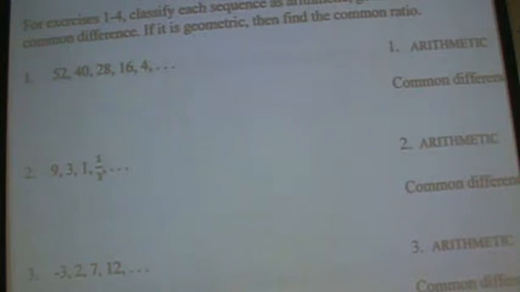This is Algebra 2 Year 2. This is the 9.2, 9.3 partner test.